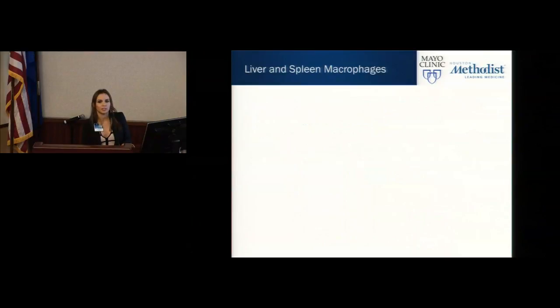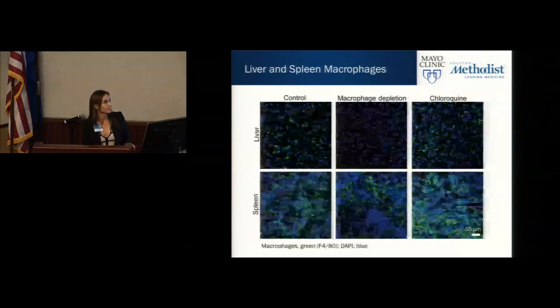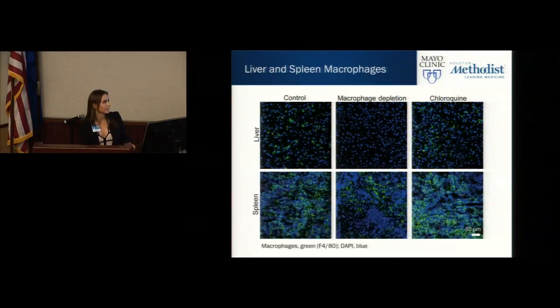Next, we just wanted to make sure that chloroquine was not killing the macrophages in the liver and spleen, because this would be toxic, so we did some staining. In green, you see the macrophages, in blue, the nuclei, and as you can see, with the macrophage depletion agent, all the macrophages are gone from the liver, and there's a slight reduction in the spleen, but the chloroquine groups look very similar to the control group, indicating that this is not a macrophage killing strategy, but a macrophage deactivation strategy.